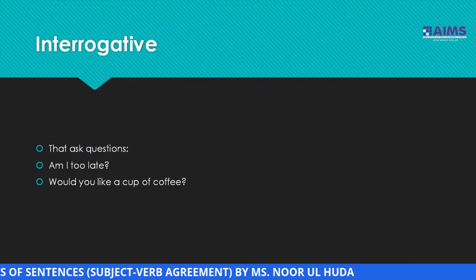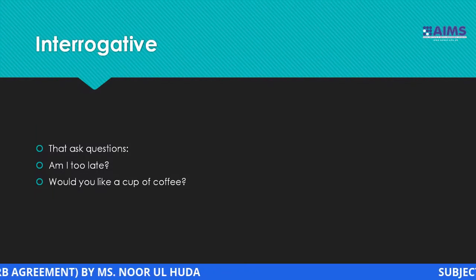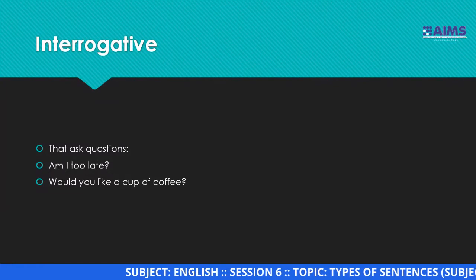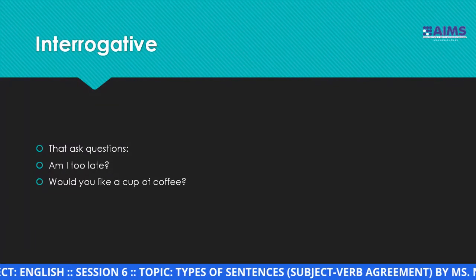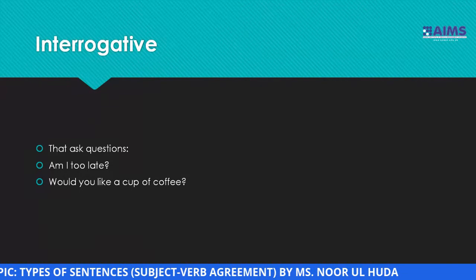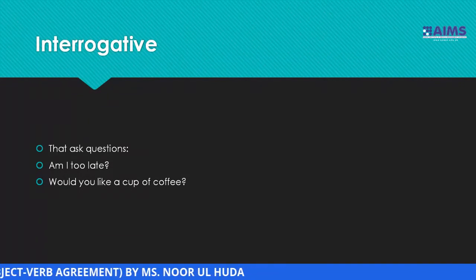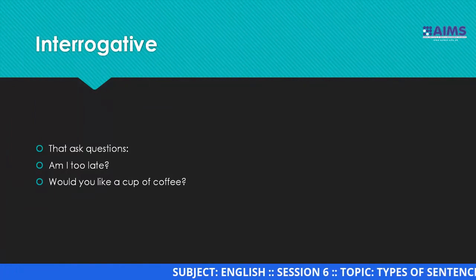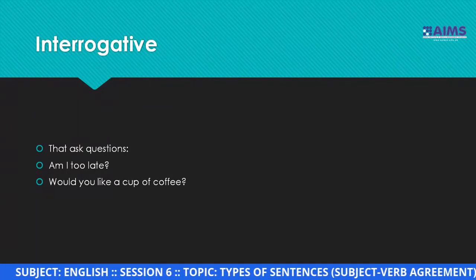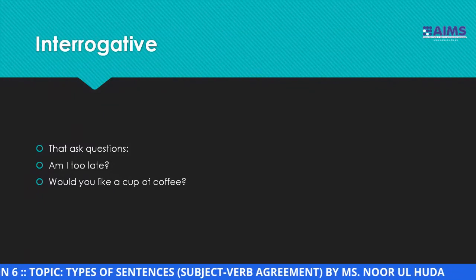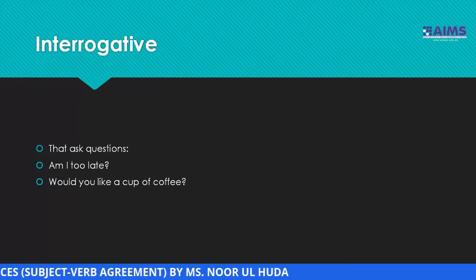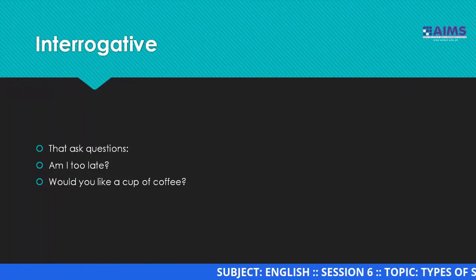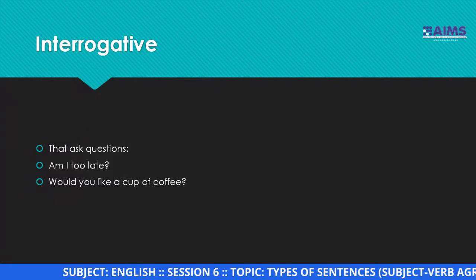Interrogative sentence. What about the interrogative sentence? When we interrogate something, when we want to ask something, they are also called questions. And interrogative sentences are of two types. The examples given here start with auxiliary verbs or helping verbs. But in other cases, we also use interrogative sentences by using WH words. So both would be called interrogative sentences.